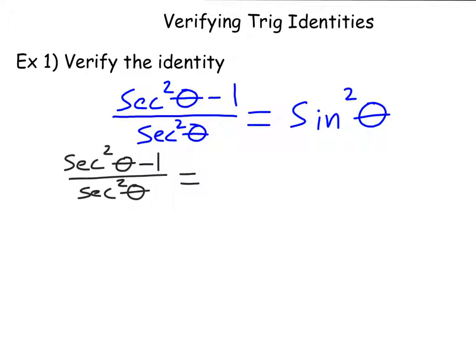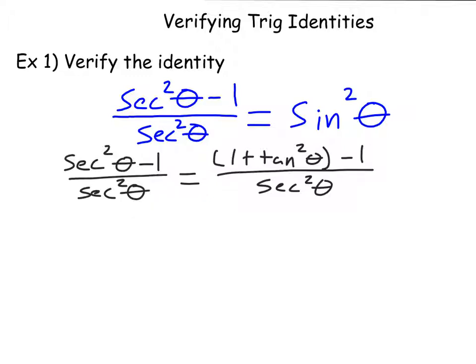I'm going to go to an identity, and because I'm dealing with squared terms, the first ones I looked to were Pythagorean. And secant squared could be replaced with 1 plus tangent squared. That would be all over secant squared, and that is a step that I need to cite right over here. Just PI for Pythagorean identity.